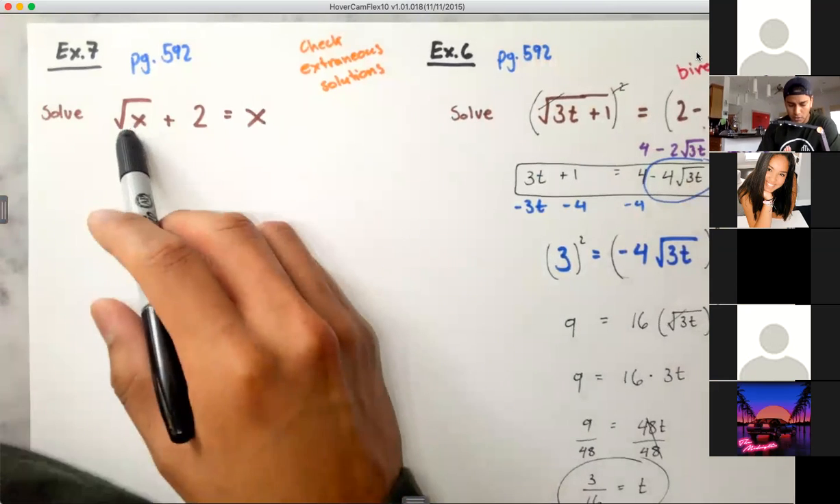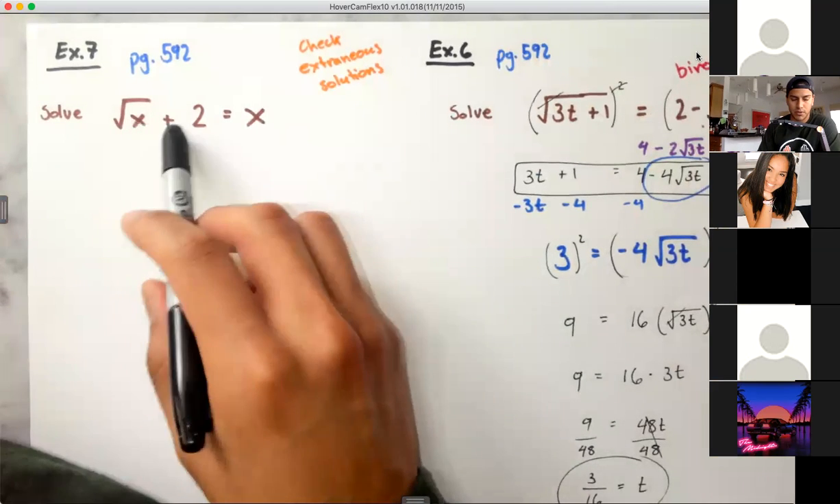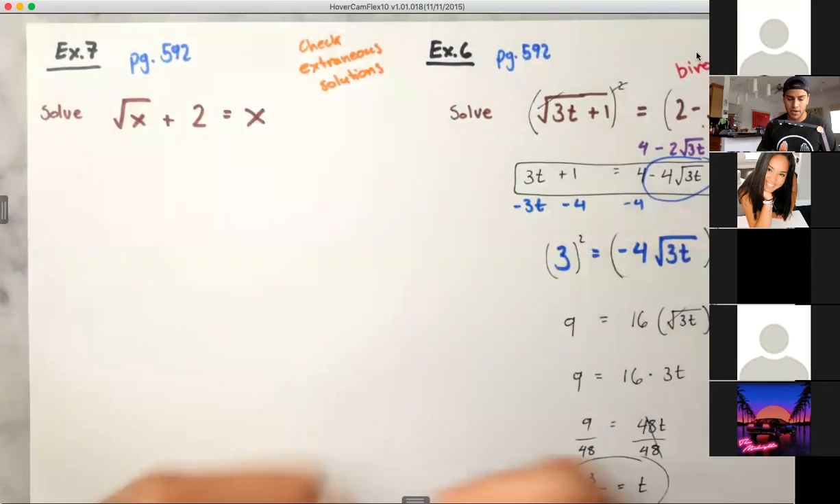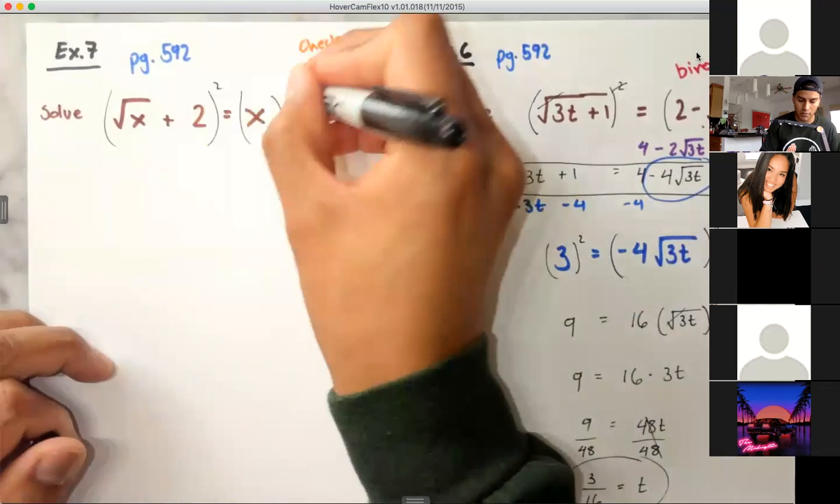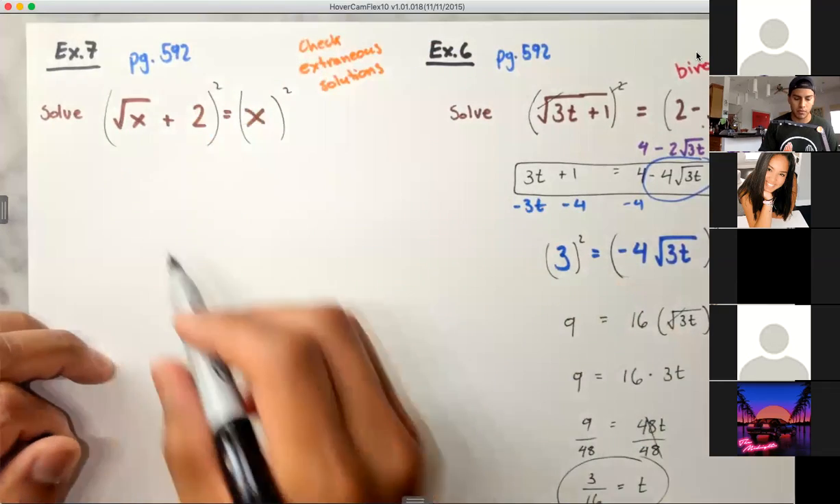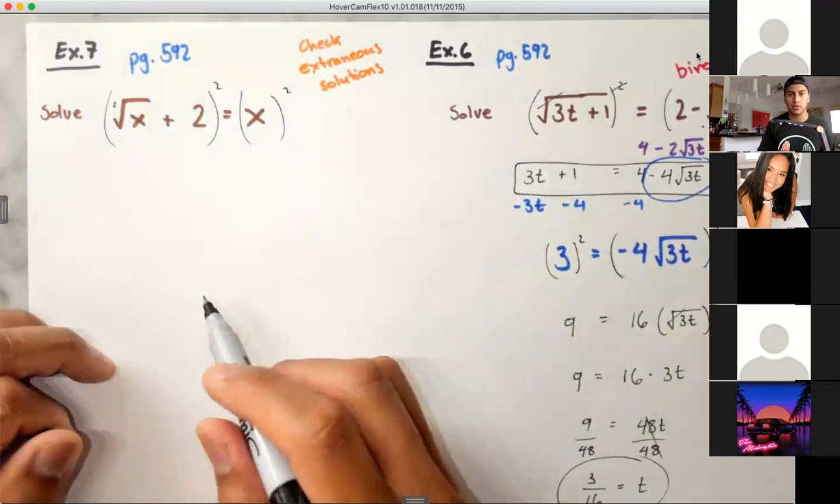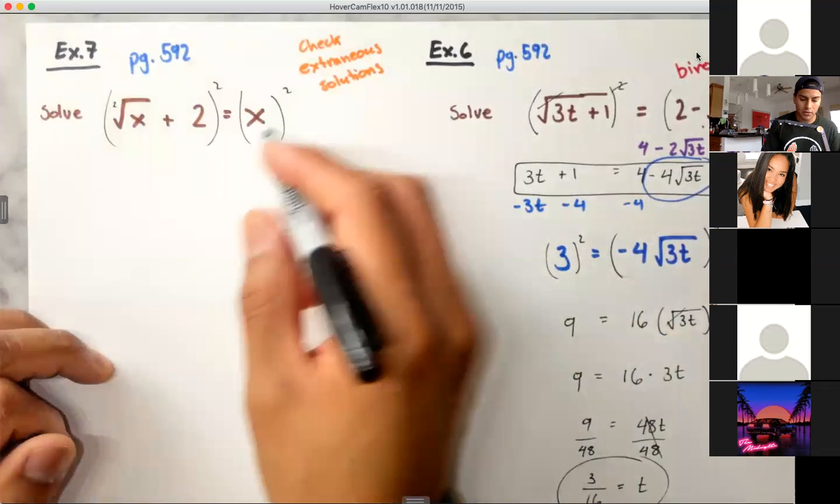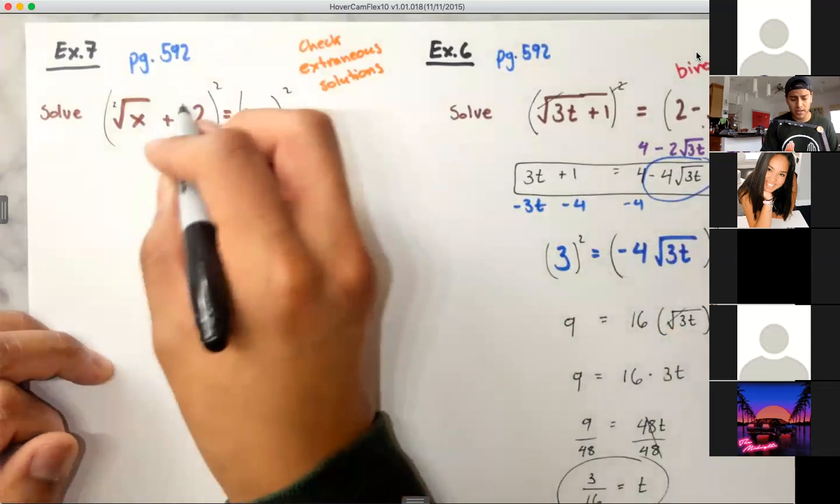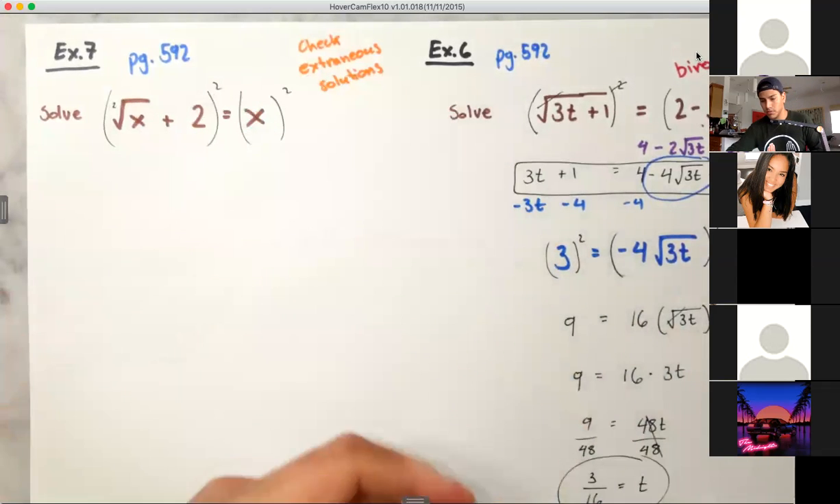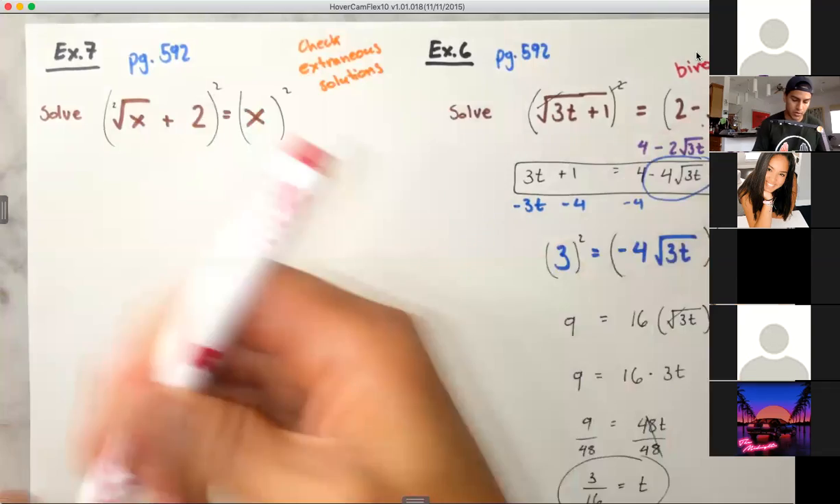Okay, so we have the square root of x plus 2 equals x. We know what we have to do. We basically have to square both sides, okay? Whatever you do to one side, you do to the other, because we have that radical. Remember that when you have a radical without a number, it's just a square root. So we're gonna square both sides, and then we're gonna understand that this is also a binomial. Okay, so since it's a binomial, we're gonna have to FOIL.